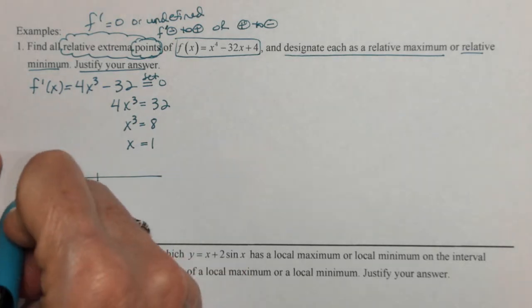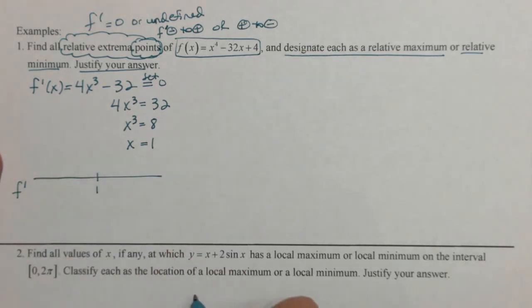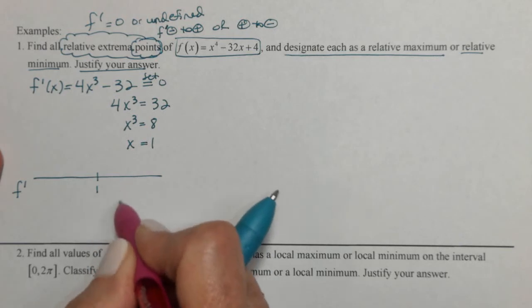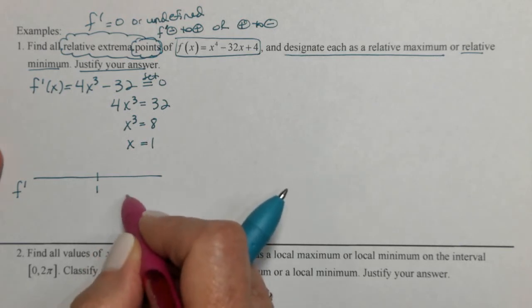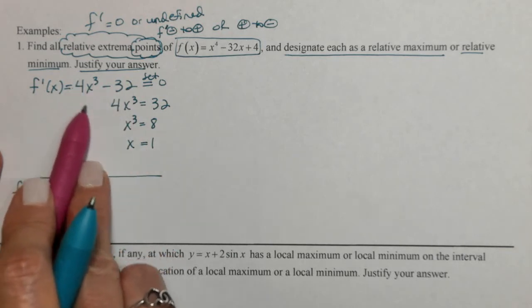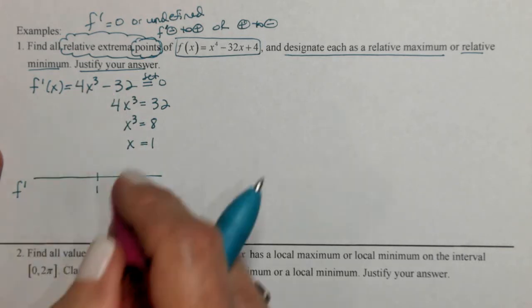And we are sign charting the derivative. Okay? So I like to put in a large number. If I put in a number bigger than 1, like 10, for x, is the derivative positive or negative?